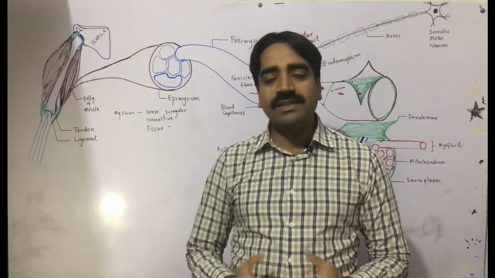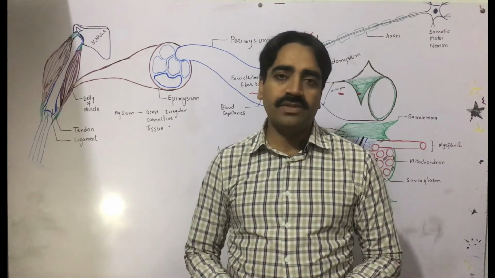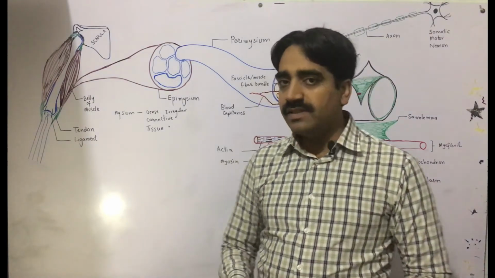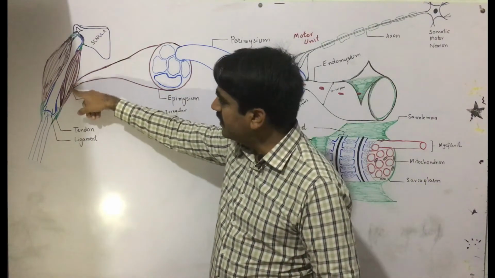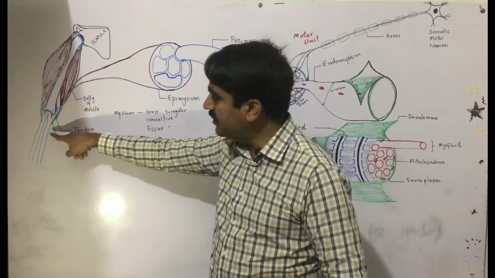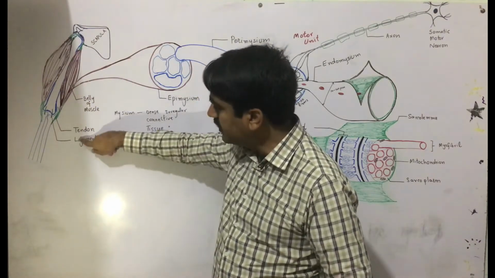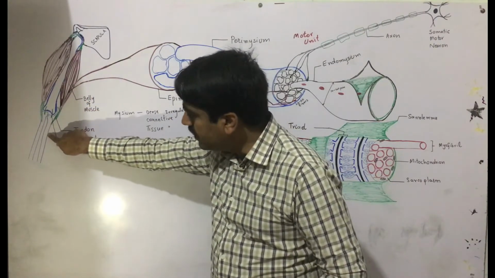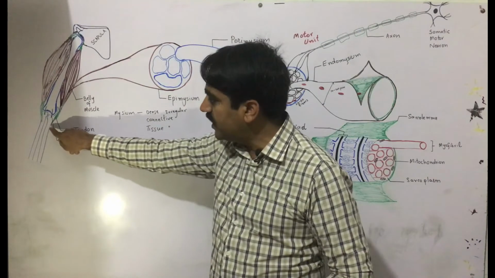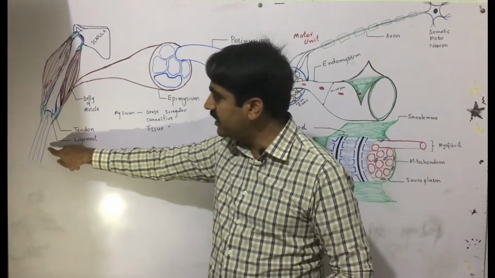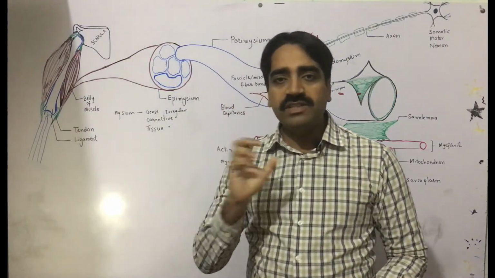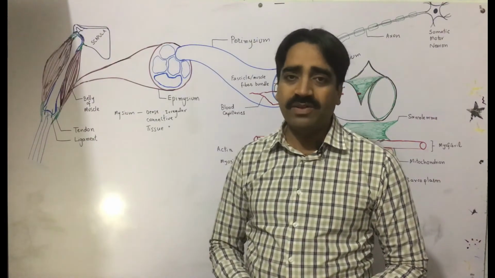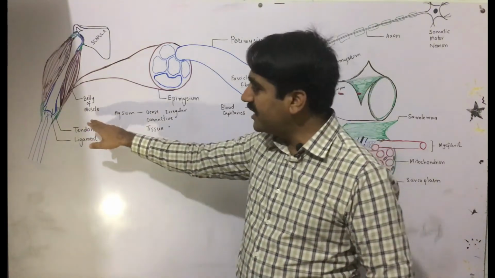Let's start the skeletal muscle structure on the board. A skeletal muscle is a muscle which is associated with the bones. As you can see over here, this is the skeletal muscle, the triceps muscle, and it is connected to the bone via a connective tissue. This is fibrous connective tissue called tendon. This tendon is connected to the bone, but not directly to the bone surface. There is an additional covering in the surrounding of the bones, and that covering is called periosteum. The tendon is connected to the periosteum.